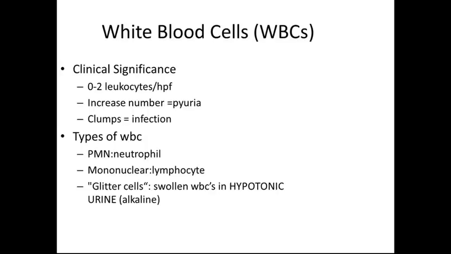White blood cells, or WBCs: the clinical significance is 0 to 2 leukocytes per high power field, meaning 40x. An increased number we call pyuria. And if there are clumps of white blood cells, this is an indication of infection. There are different types of white blood cells. There are polymorphonuclear neutrophils, and then there are mononuclear white blood cells, which we often call lymphocytes. We also have what are called glitter cells, which are swollen white blood cells. These happen in hypotonic urine, which means a low specific gravity, and also an alkaline pH.